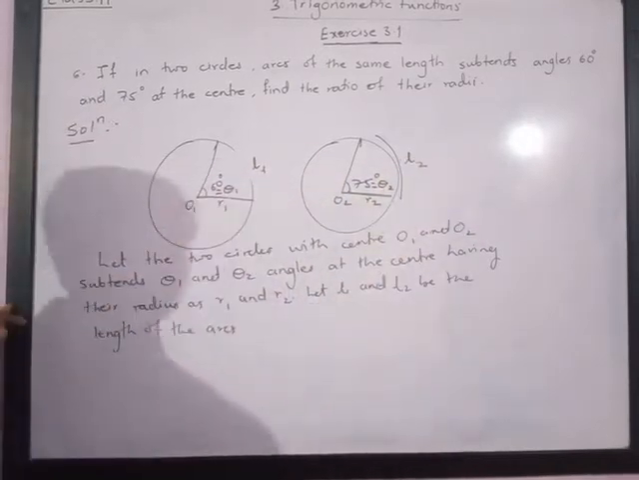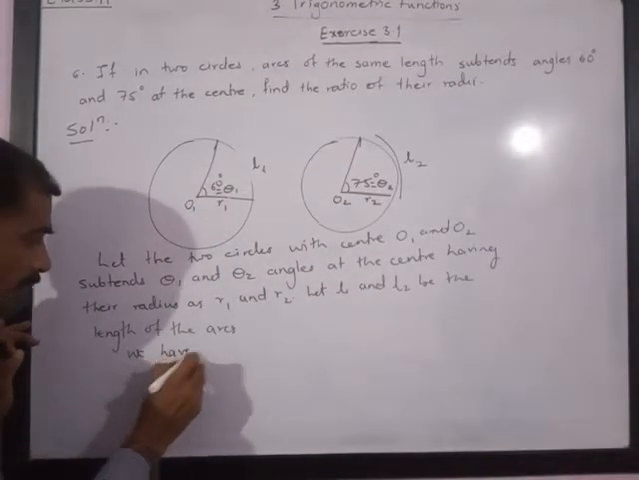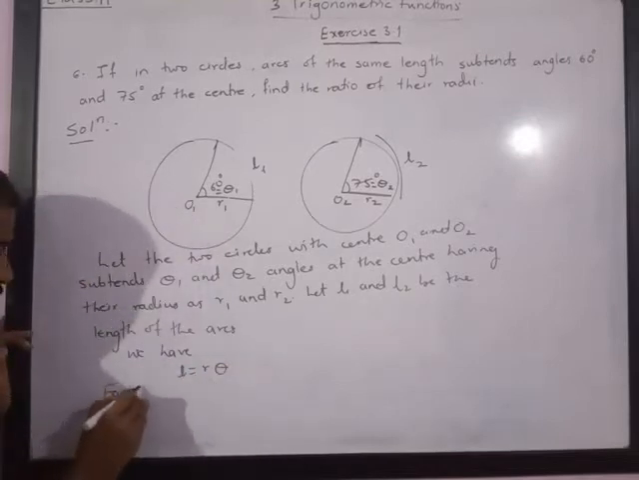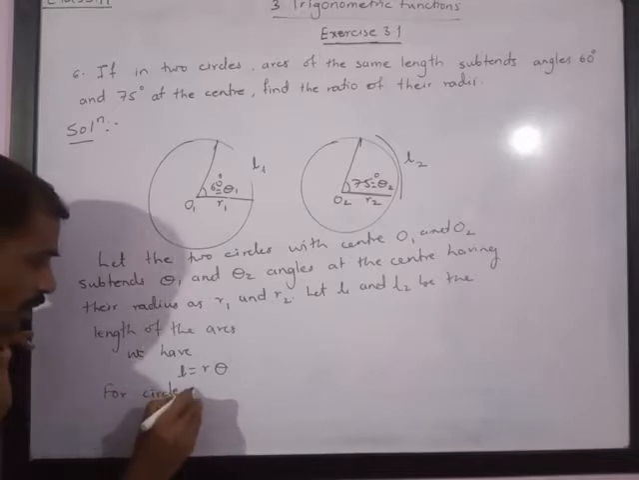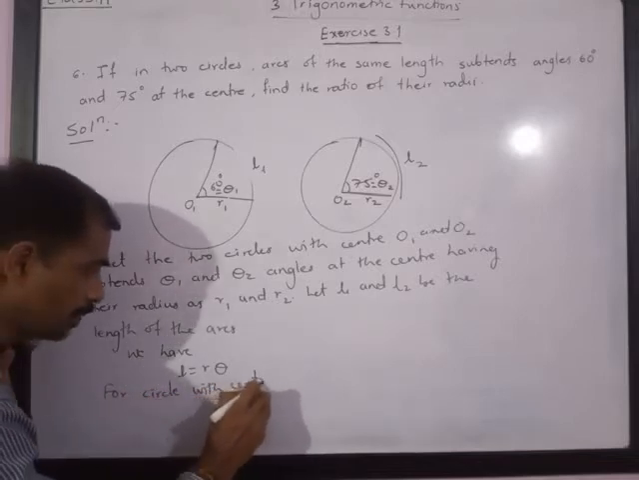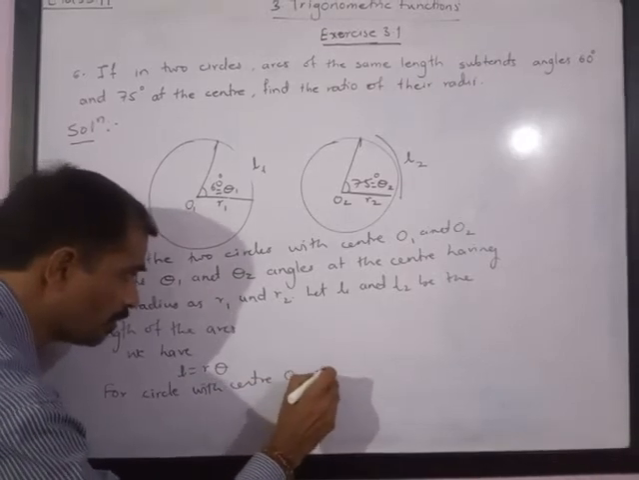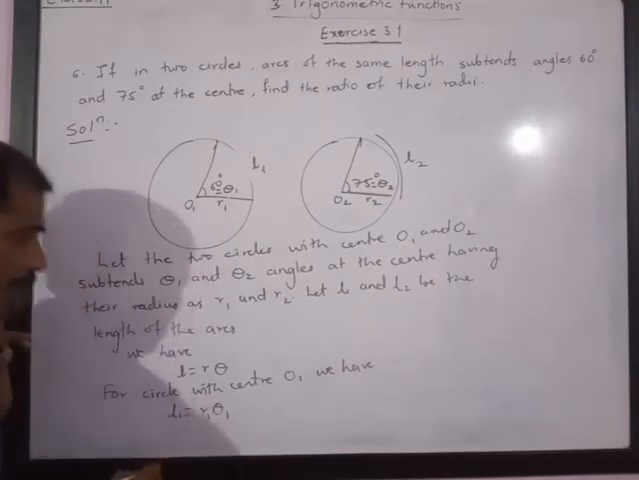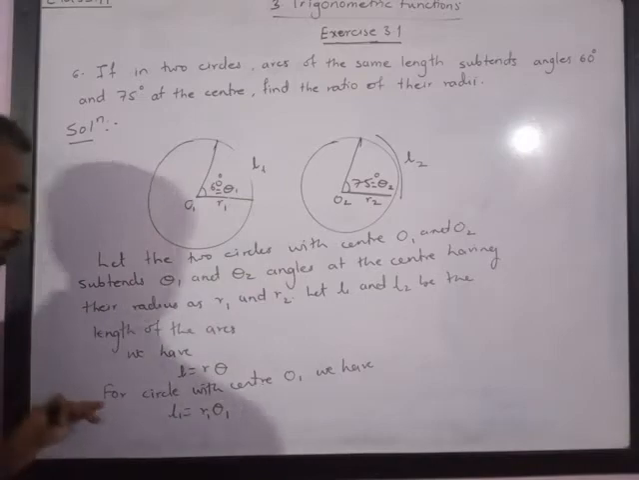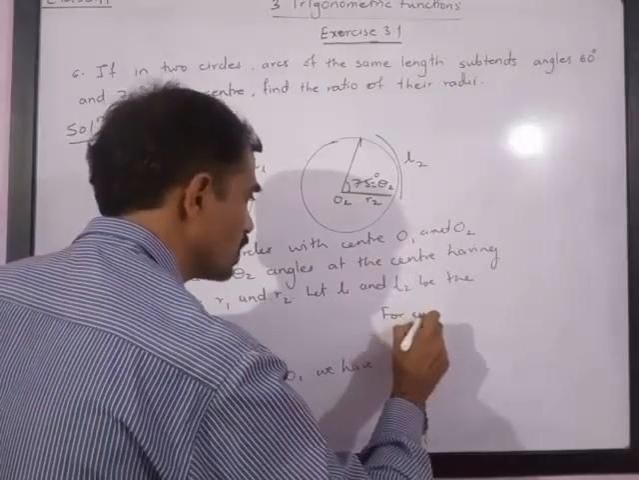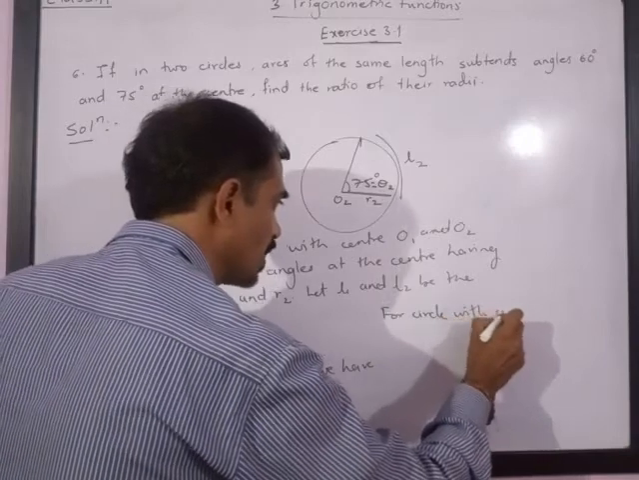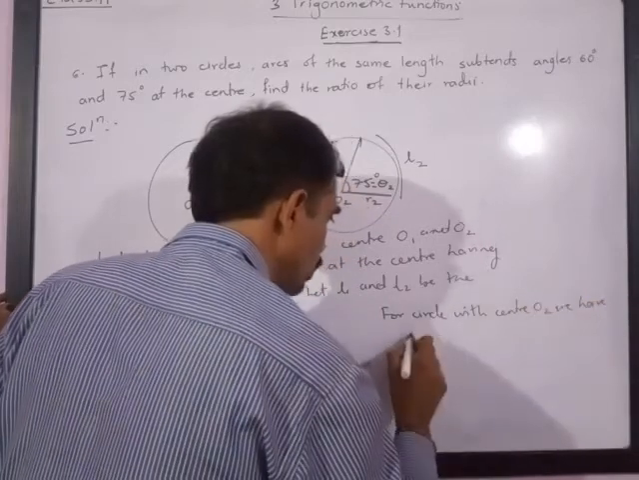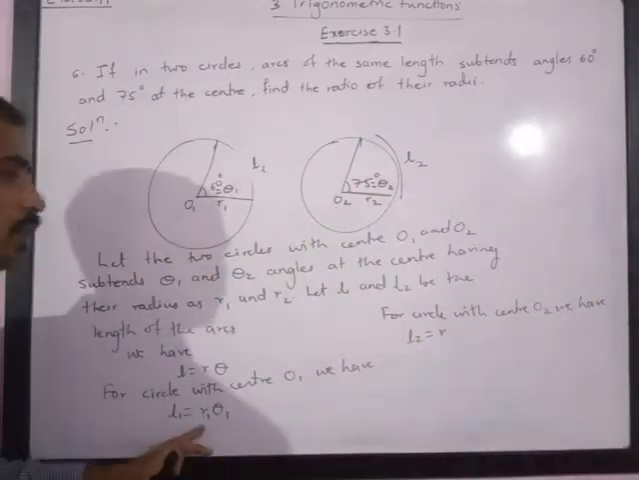Now see, we have the identity L is equal to R theta. So for the first circle, the circle with center O1, we have L1 is equal to R1 theta 1, and for the circle with center O2, we have L2 is equal to R2 theta 2.